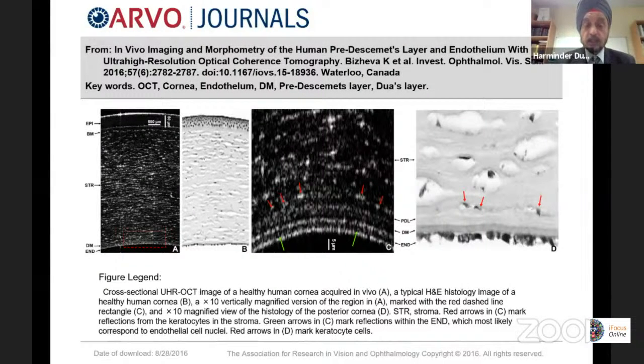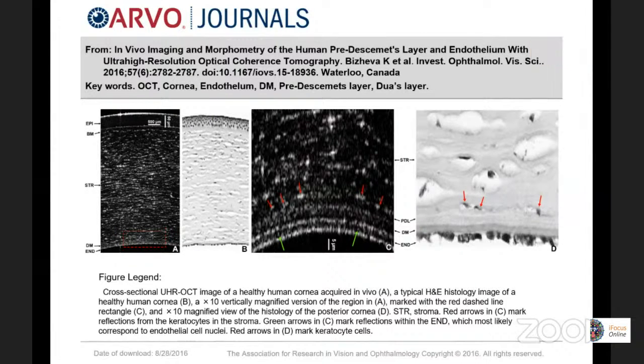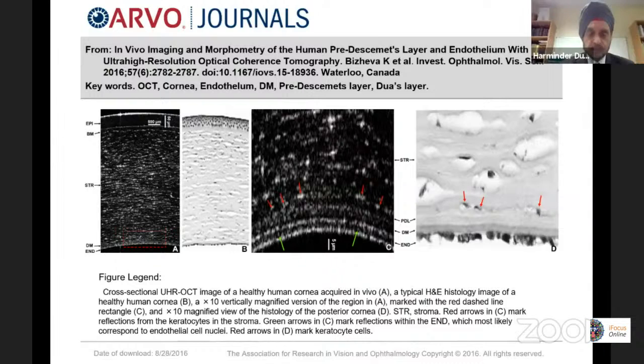Now you can do ultra high resolution OCT in the human eye, and this is the work by Bezever, who has shown exactly what we had said in our first paper. Beyond the last row of keratocytes, this layer here, this bit you see is the Pre-Descemet layer. This was the first in vivo demonstration of the Pre-Descemet layer with ultra high resolution OCT, at the time when people were saying, oh, we can't see it in OCT, therefore it's not there. And it exactly correlates with histology as we published.